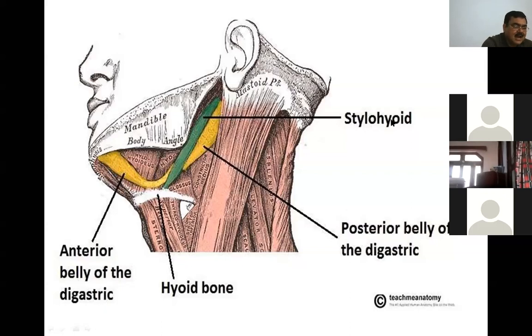And under it is the stylohyoid muscle. It takes origin from the styloid process and is inserted on the hyoid, stylohyoid. And deep to this, here you can see, this is the mylohyoid muscle. Deep to this part is the mylohyoid muscle.